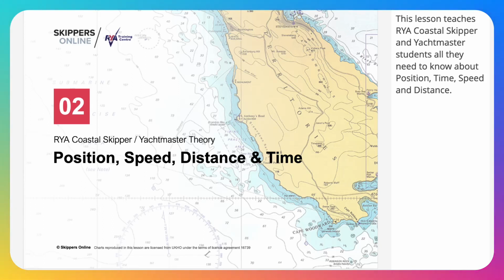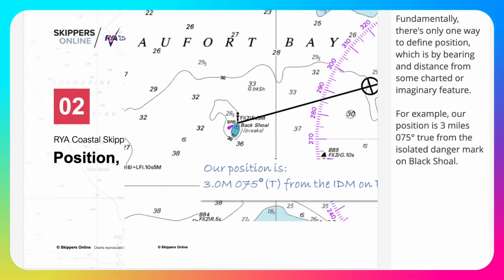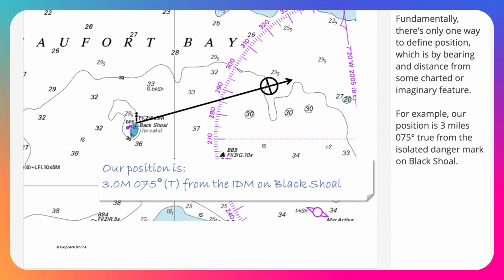This lesson teaches RYA Coastal Skipper and Yachtmaster students all they need to know about position, time, speed and distance. Fundamentally, there's only one way to define position, which is by bearing and distance from some charted or imaginary feature. For example, our position is 3 miles 075 degrees true from the isolated danger mark on Black Shoal.